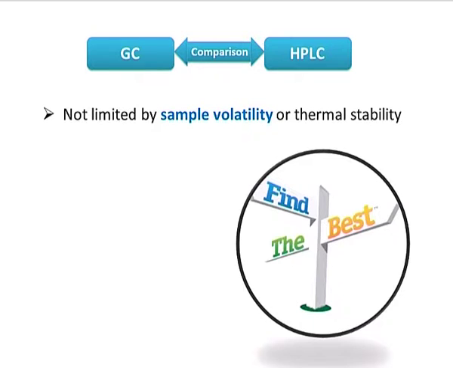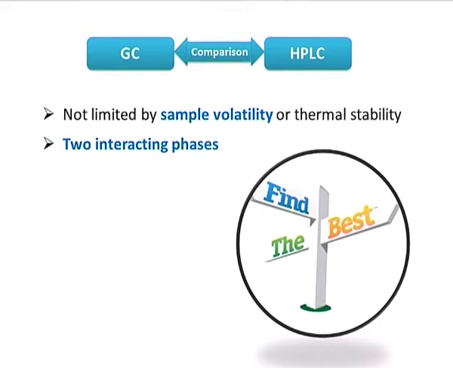Number one, HPLC is a method which is not limited by sample volatility or thermal stability. Remember, in GC you need to have a sample which is volatile and which is thermally stable. This is not required in HPLC. In GC, if you could remember, there are these two interacting phases which really do not exist, because gases as mobile phases are not going to interact or react with the stationary phase. So, we need a more orthodox method in which there is interaction between a mobile and a stationary phase, and HPLC provided you the right answer.